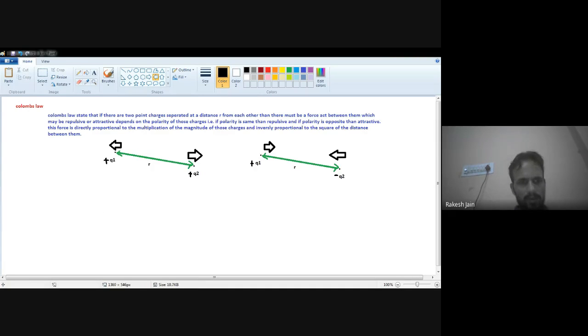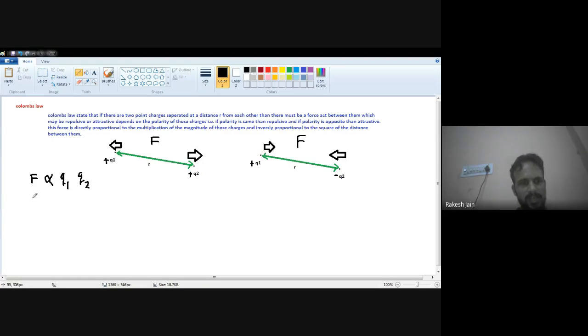Now in terms of the formula, Coulomb stated that either this force is attractive or repulsive, but there must be a force F which acts between them. So what is the value of this force F? This F is proportional to the magnitude of those charges. It means it is proportional to Q1 multiplied by Q2.